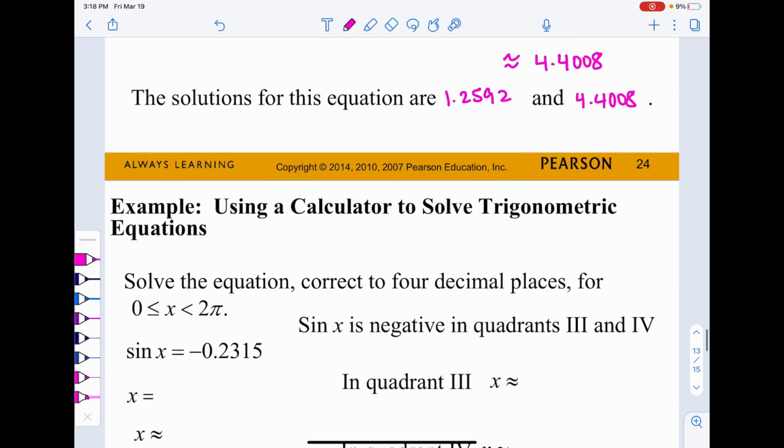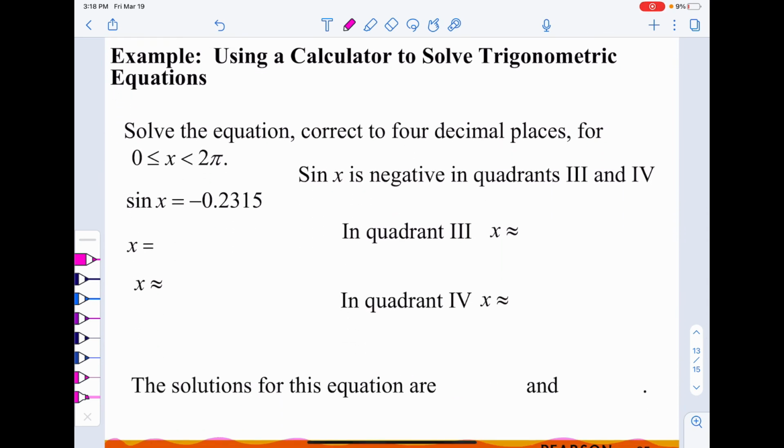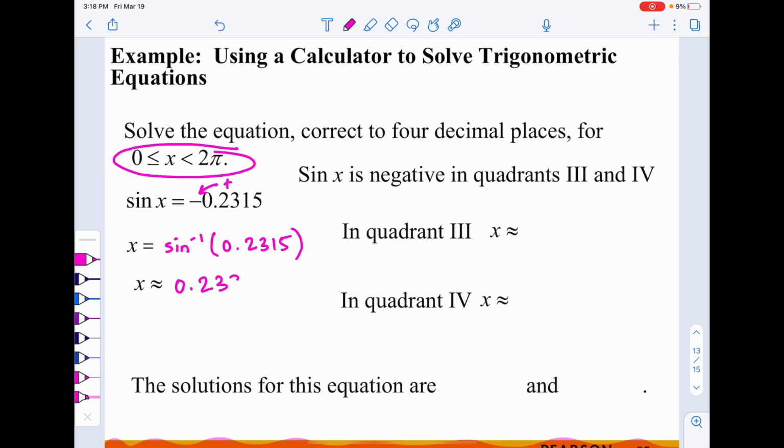Let's try one more. This one says, what happens if the sine of x is equal to a negative 0.2315? Now, if you think about it, x had to fall between 0 and 2 pi. If the sine of x is a negative, when we take that inverse sine, we need to just use this as the positive value. So x is going to be the inverse sine of the positive 0.2315. And if you plug that into your calculator, you're going to end up with 0.2336. This was quadrant 1.